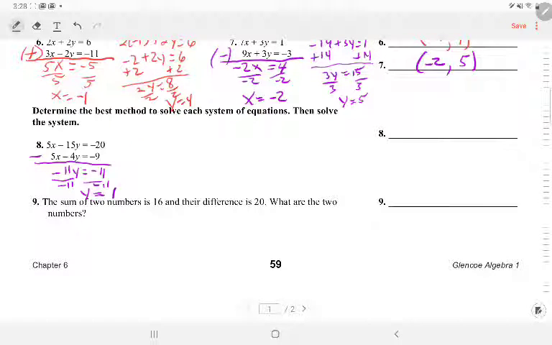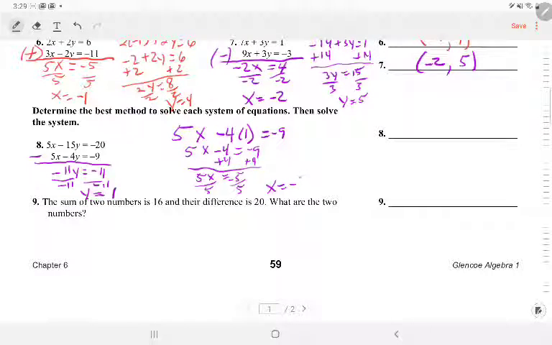Okay? Now I can go back up to any of them and plug it in. So let's go 5x minus 4 times 1 equals negative 9. 5x minus 4 equals negative 9 plus 4. And that gives me 5x equals negative 5. Divide both sides by 5, and x equals negative 1. So my solution set would be negative 1, 1. Okay? And now number 9.